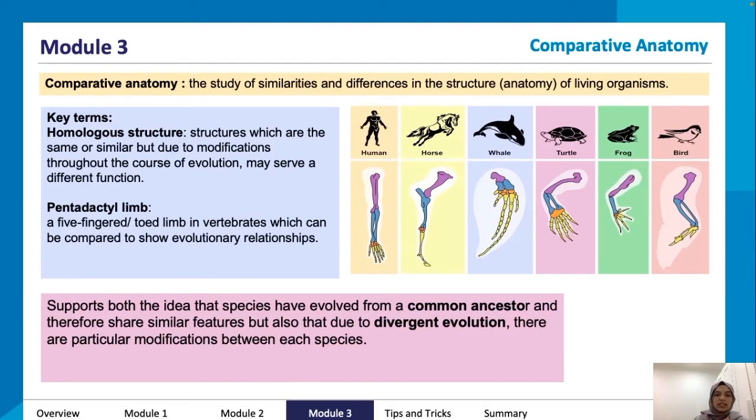So it supports the idea that species have evolved from a common ancestor and therefore share similar features, but also that due to divergent evolution, there are particular modifications between each species. Noting that this is a theory. Okay, so this is a theory. It is an idea that has come about, and this is evidence to support that.